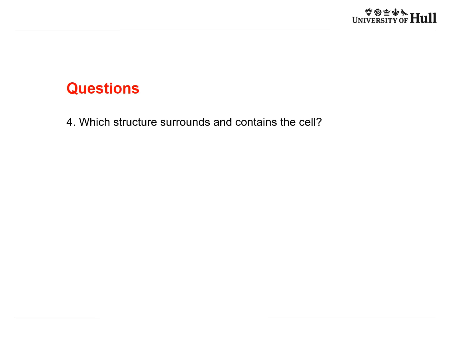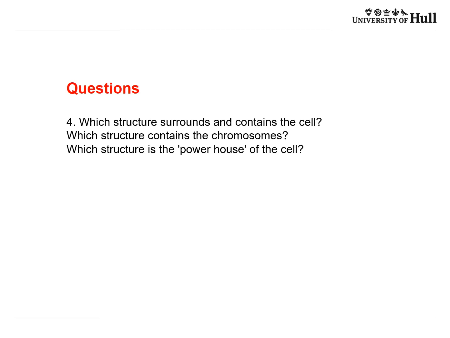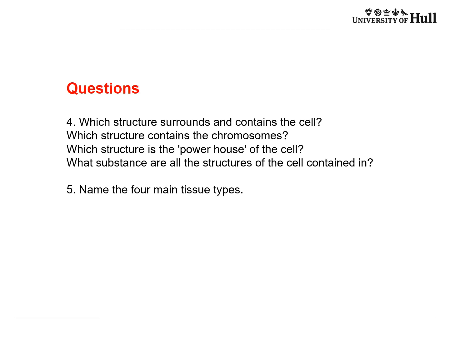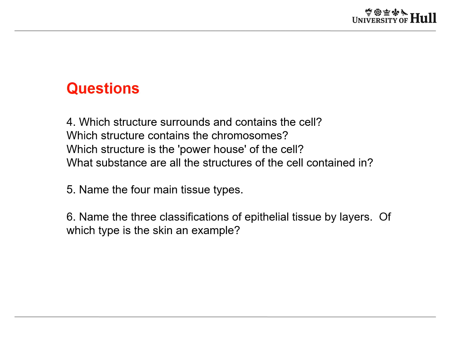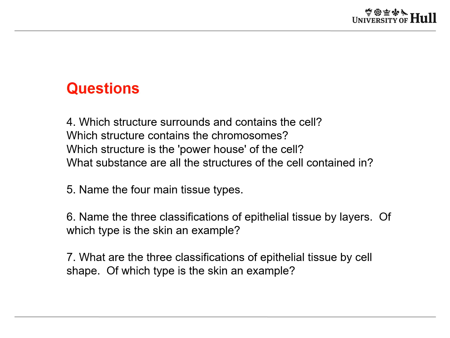Which structure surrounds and contains the cell? Which structure contains the chromosomes? Which structure is the powerhouse of the cell, and what substance are all the structures of the cell contained in? Name the 4 main tissue types. Name the 3 classifications of epithelial tissue by layers, of which type is the skin an example? What are the 3 classifications of epithelial tissue by cell shape, of which type is the skin an example?